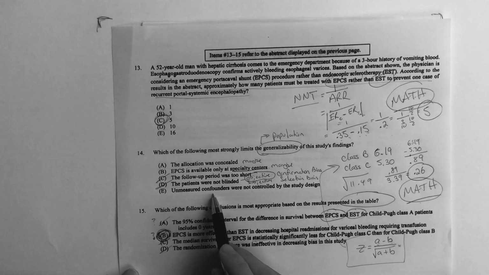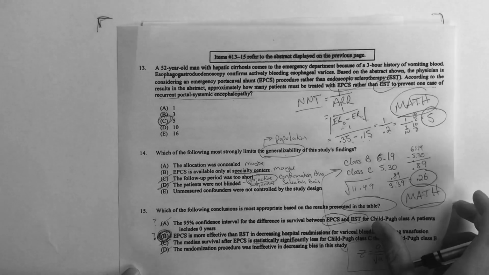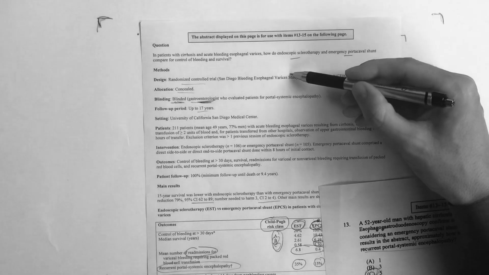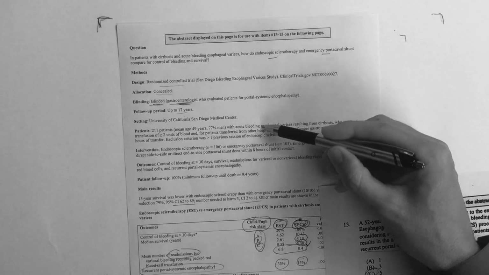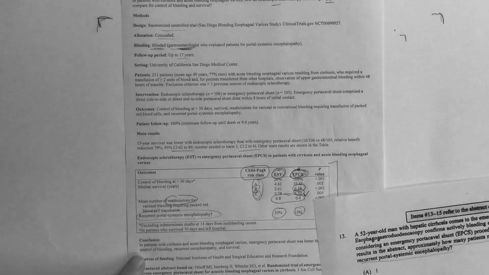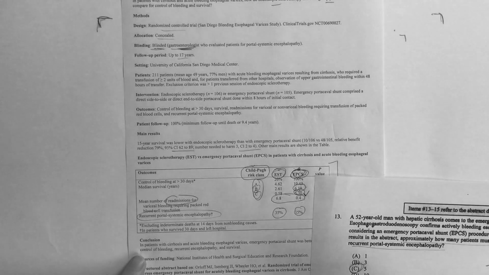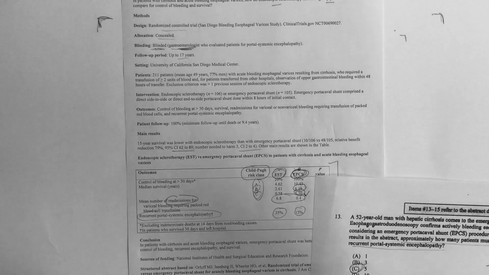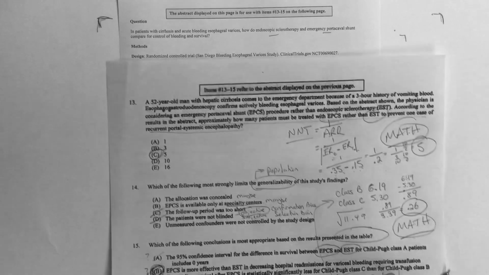And then unmeasured confounders were not controlled by the study. When I skimmed through this, I really didn't see too much explaining confounders or anything like that. Something that may be related to the outcome, you have to tease it out. I just didn't get that when I scanned through it.